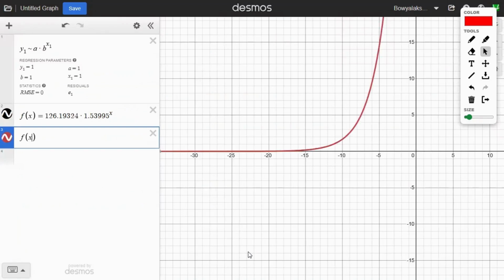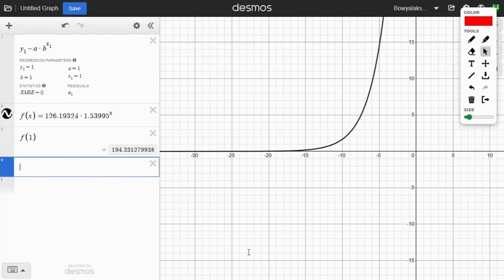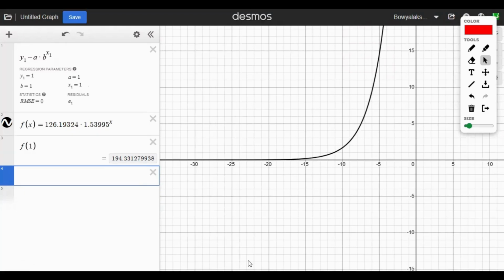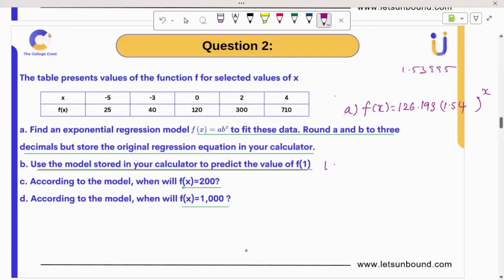Now they want f of 1. Sorry, we just give 1. 194 point this. Then, okay, I hope you can see it. Yes. So this is the value. And let's switch to this. It's 194.33127. Something like this. And according to the model, when will f of x is 100 and f of x?